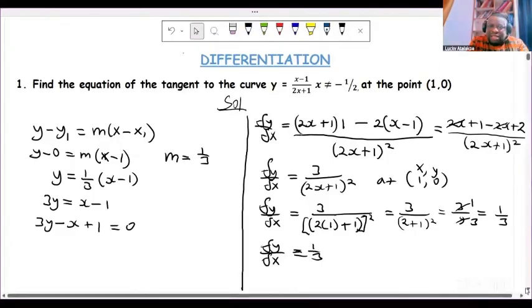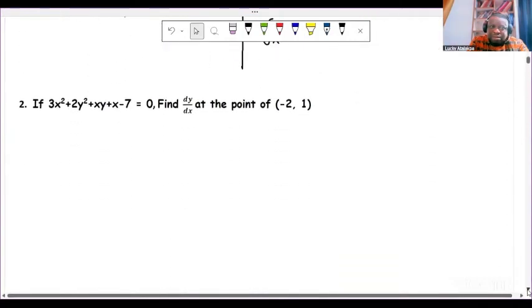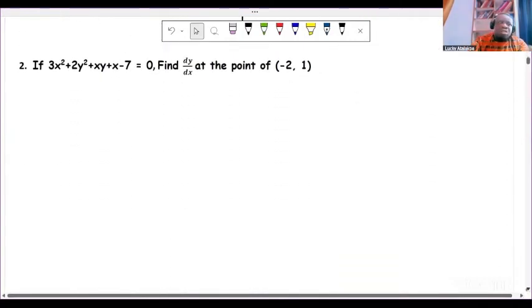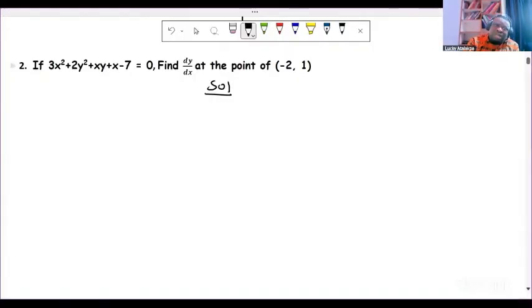So now let's look at the second question. Interesting one here. The second question says that 3x squared plus 2y squared plus xy plus x minus 7 equals 0. Now we have to find dy dx at the point minus 2 and 1.